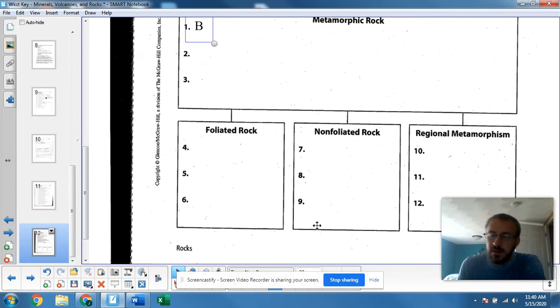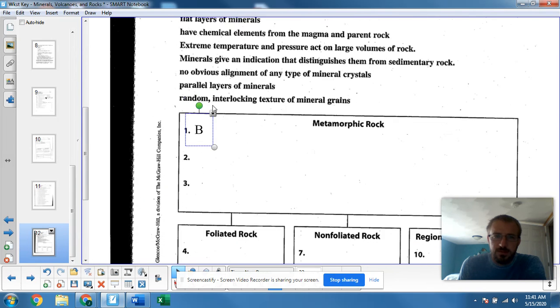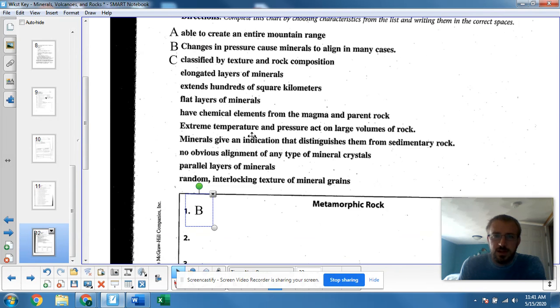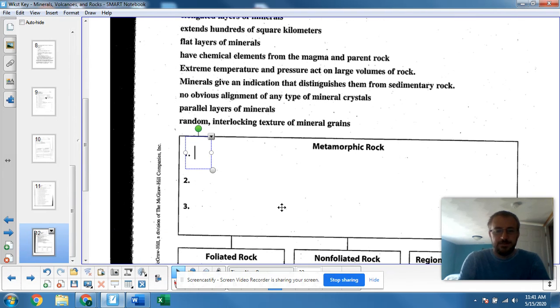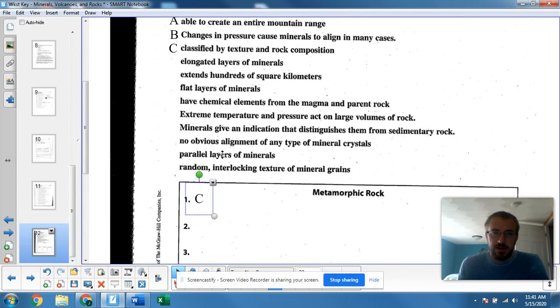So some of these categories, we have metamorphic. There's 3 sentences above that go with all metamorphic rocks. So to me, that would be something like heat and pressure. So where's the one that talks about classified by texture and rock composition? Right? Yes. So that applies to all of these rocks, regardless of what kind they are. So I put C there. So then you would find the other two that have to do with all metamorphic rocks, and it might come down to a little bit of process of elimination.